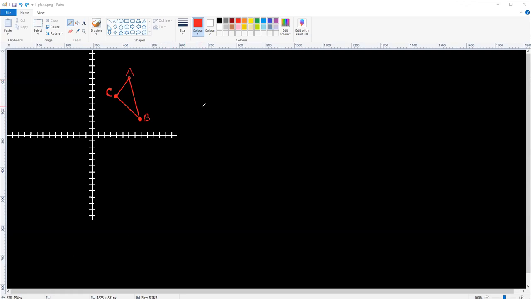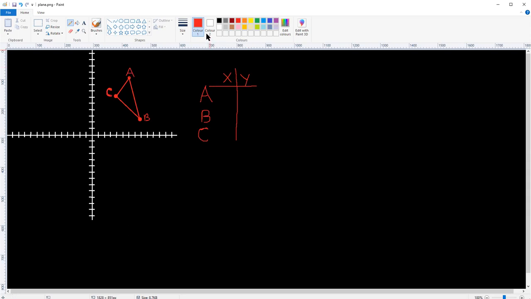So first thing we do is write over here in red with the pencil. I'm going to write A, B, C. Those are the points on my pre-image. This is the pre-image. And then I'm going to write X and Y, because these are going to be my coordinates that I have to pull off of the table.